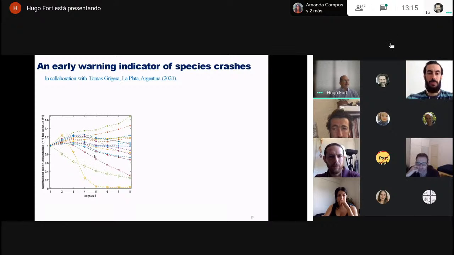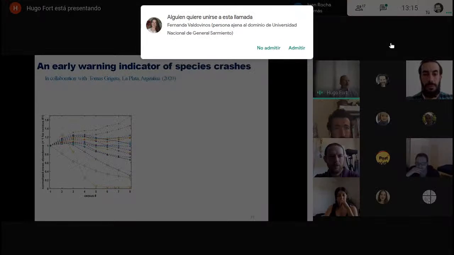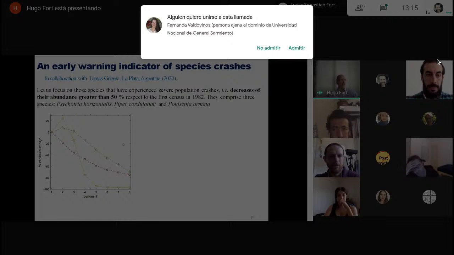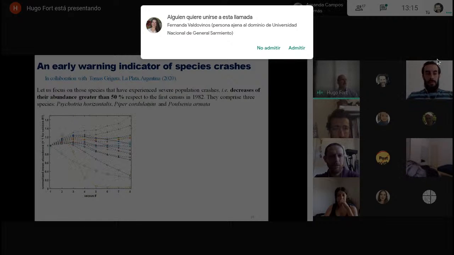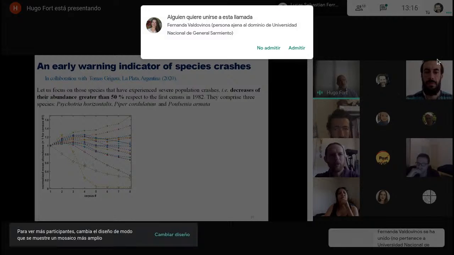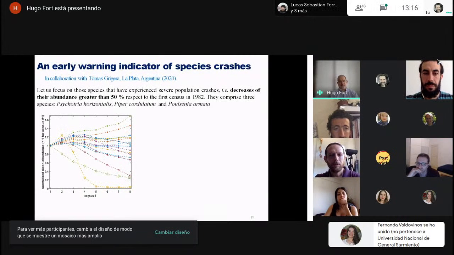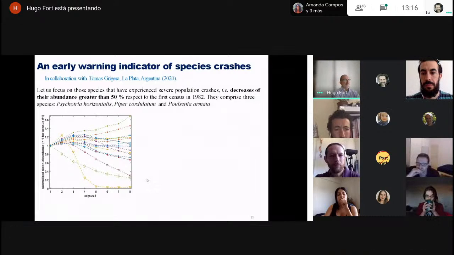that experience large drops in population. For instance, in particular, this one, the orange one, corresponds to this Piper cordulatum, and the other two species are this Psychotria and Pulsenia. Okay, but this one suffered an important crash, and this other, less important but yet important, decreases.